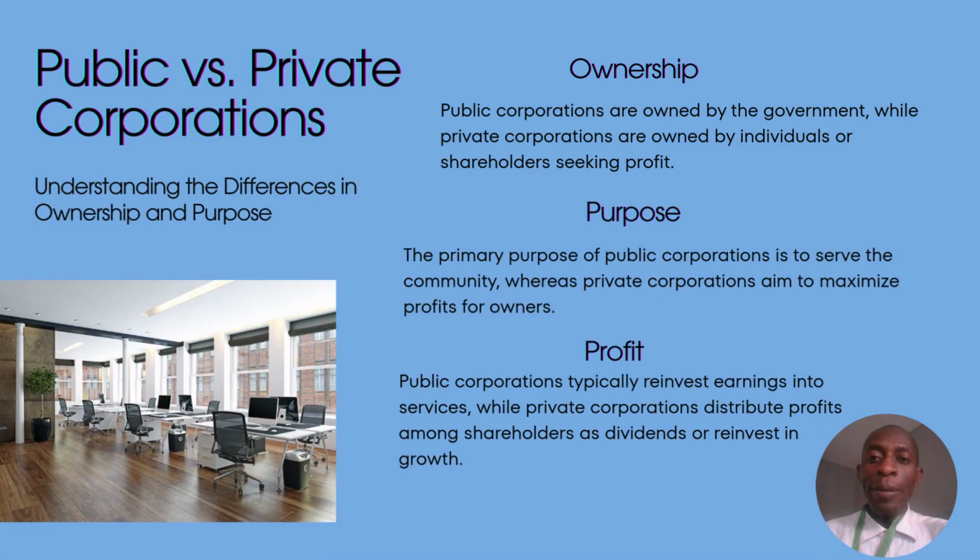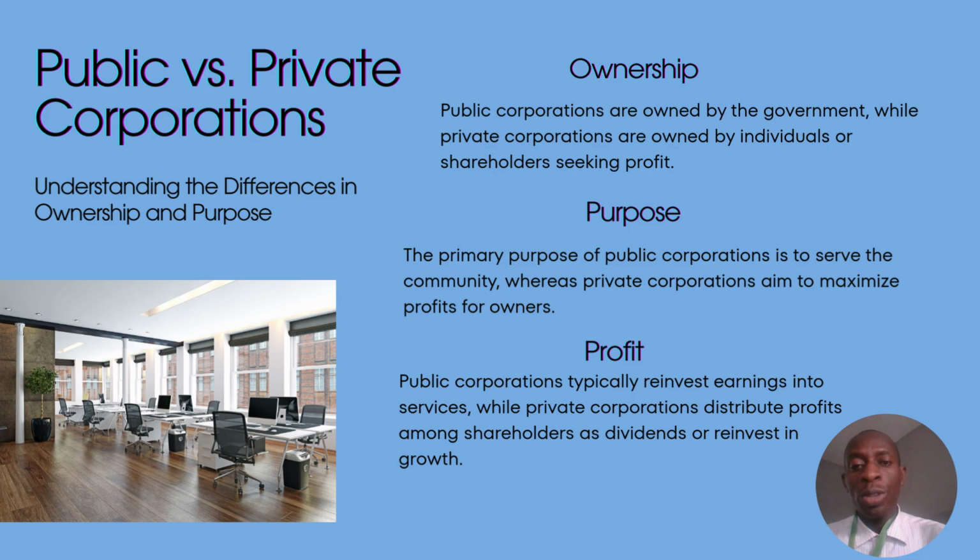Now let's look at the public and private incorporations, the differences between both. We need to understand these differences in ownership and purpose. Ownership under the public incorporation: it is owned by the government, while private incorporations are owned by individuals or shareholders seeking profit. The public incorporation is owned by the government, while the private incorporation is owned by an individual or shareholders that are looking for profit.